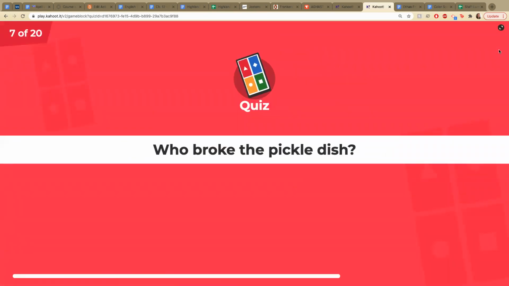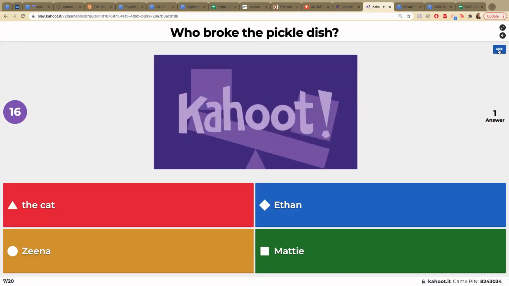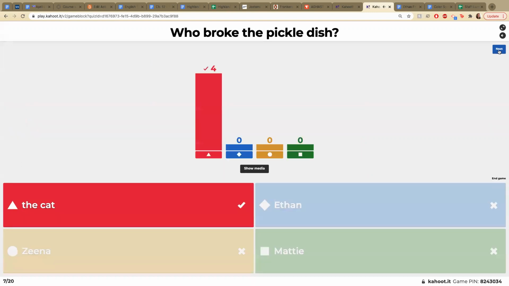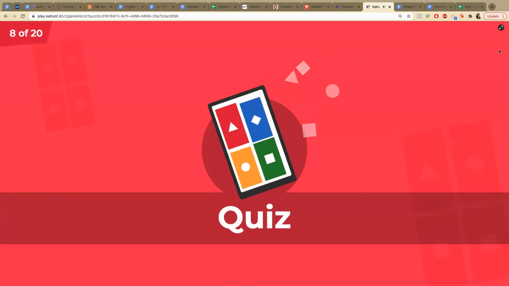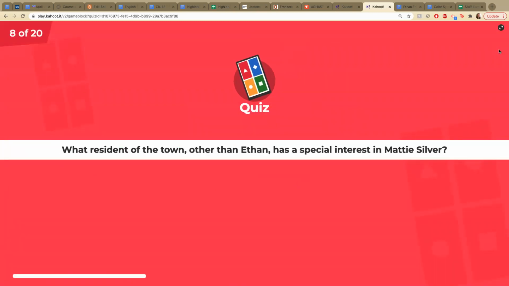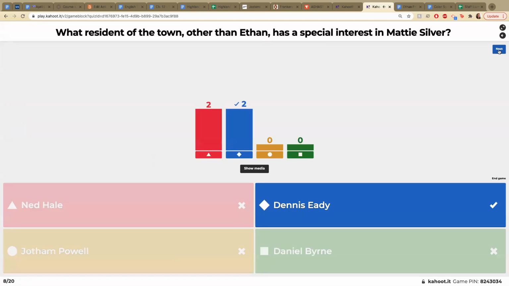Who broke the pickle dish? The cat, Ethan, Xena, or Maddie? We all knew that one. What resident of the town other than Ethan has a special interest in Maddie Silver? Ned Hale, Dennis Eady, Jotham Powell, or Daniel Byrne? Yes, good. I misspelled Dennis, though. It's only got one N.